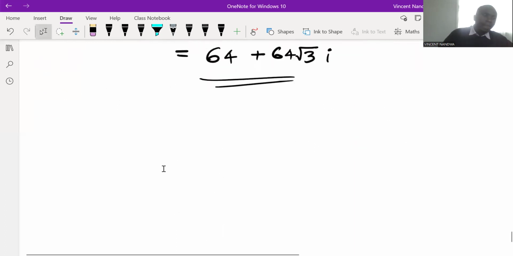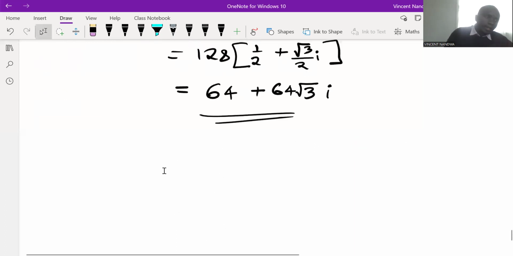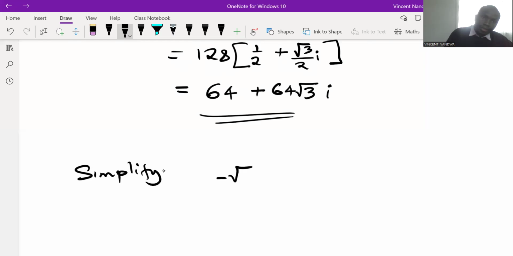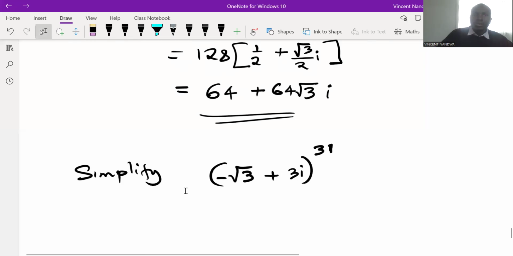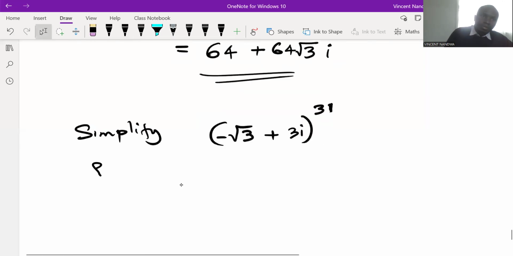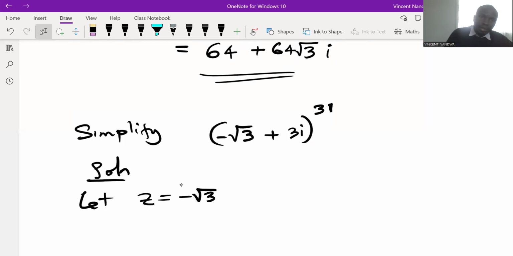Then lastly, simplify minus root 3 plus 3I, power 31. So what you do, you change the number to polar form. So you let z be minus root 3 plus 3i.